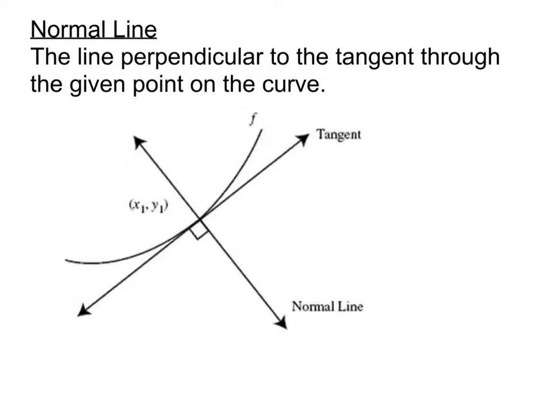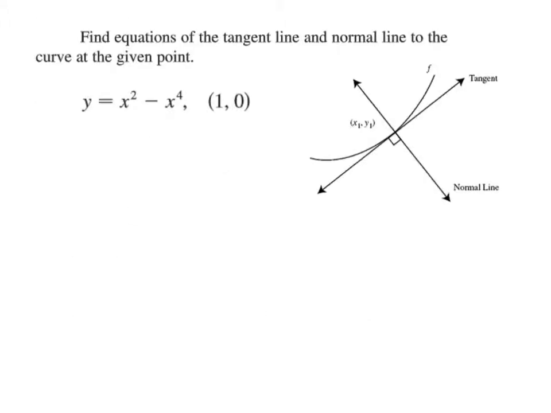Alright, so you should have added this to your notes, what the normal line's all about. Basically, normal line, same kind of idea as what we do with tangent line, except this is perpendicular to the tangent line. So, normal line is perpendicular to the curve at whatever the given point is. I want to practice that by taking a look at this problem together here.